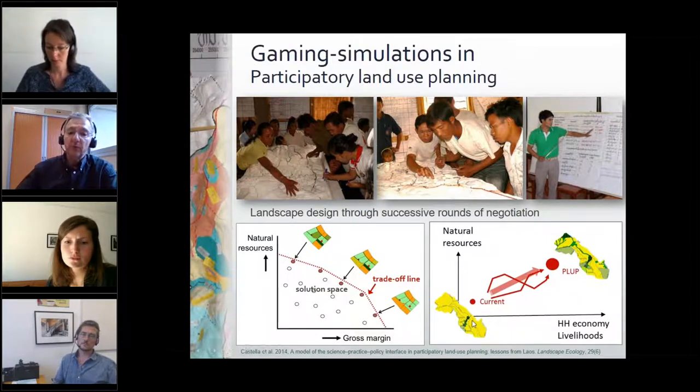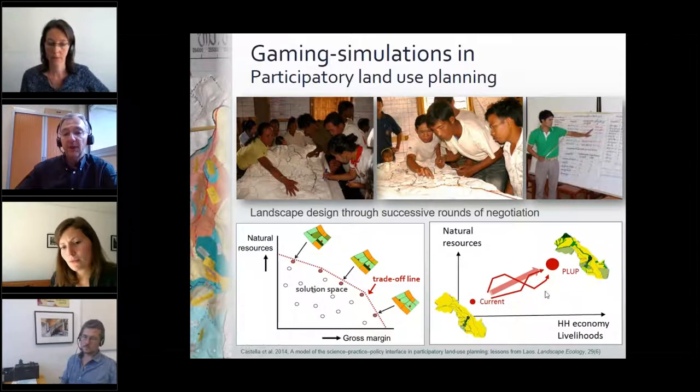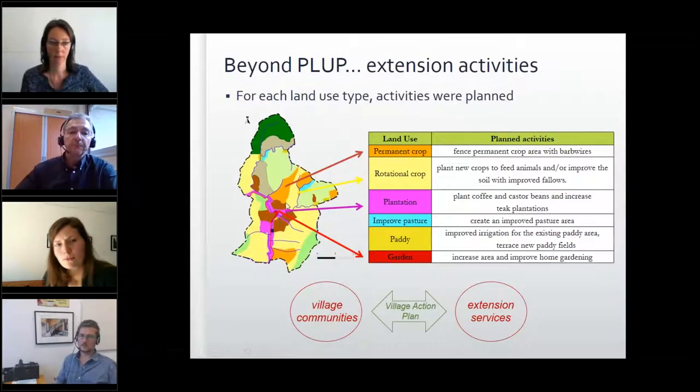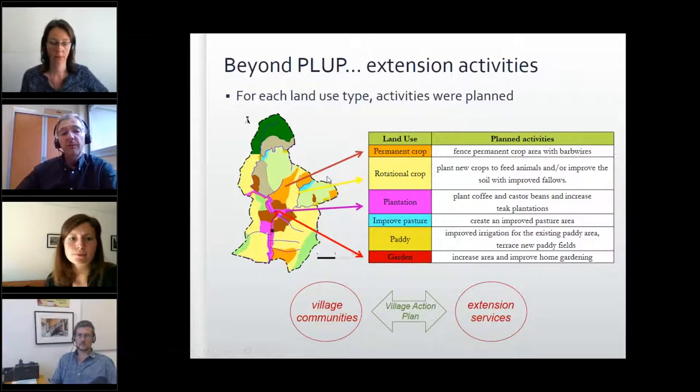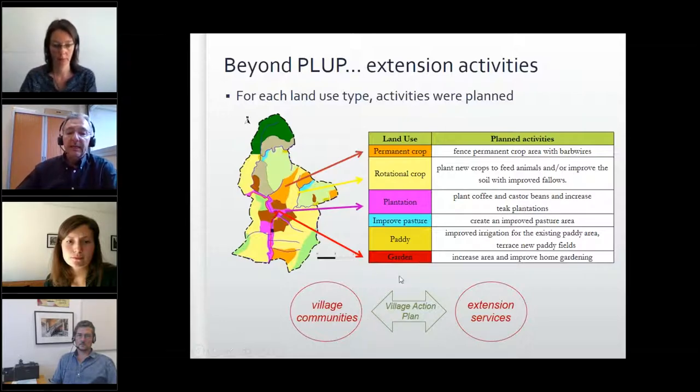But then the big issue was for us how to get back to the reality once you have decided about which landscape you want, how you get from the current situation through which steps. There are many pathways that would bring you to the desired landscape. And so what we were doing was to assign a number of action, a number of plans to each compartment of the land use plan, and to say, okay, here permanent crop, this is what we will do. Here on the plantation area, we will go for coffee, castor bean, or teak. Here, this is what we will do. And then we would engage the extension services together with the village community to follow up on our plans.